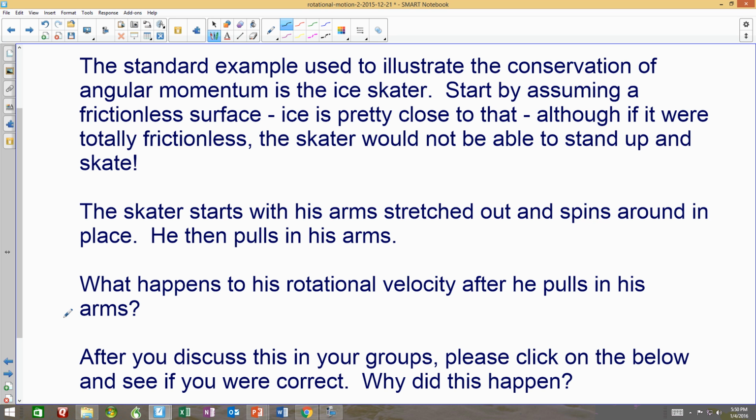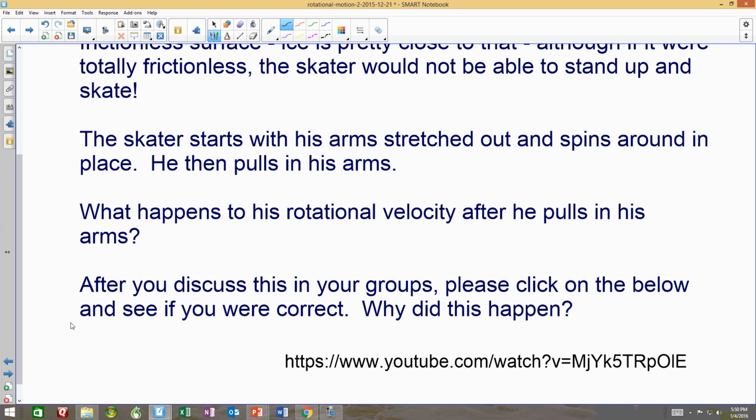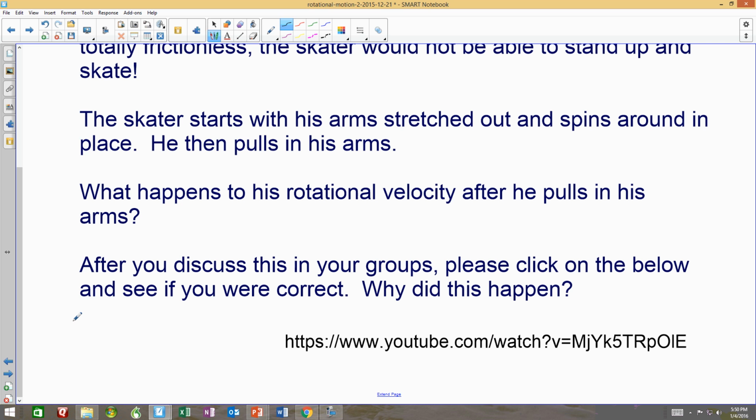They start out with their hands stretched out, and they start spinning, and they go pretty slow, right? Then they pull their arms in, and what happens? They speed up. So what happens to the rotational velocity after she or he pulls their arms in? They go faster, right? Why do they go faster?